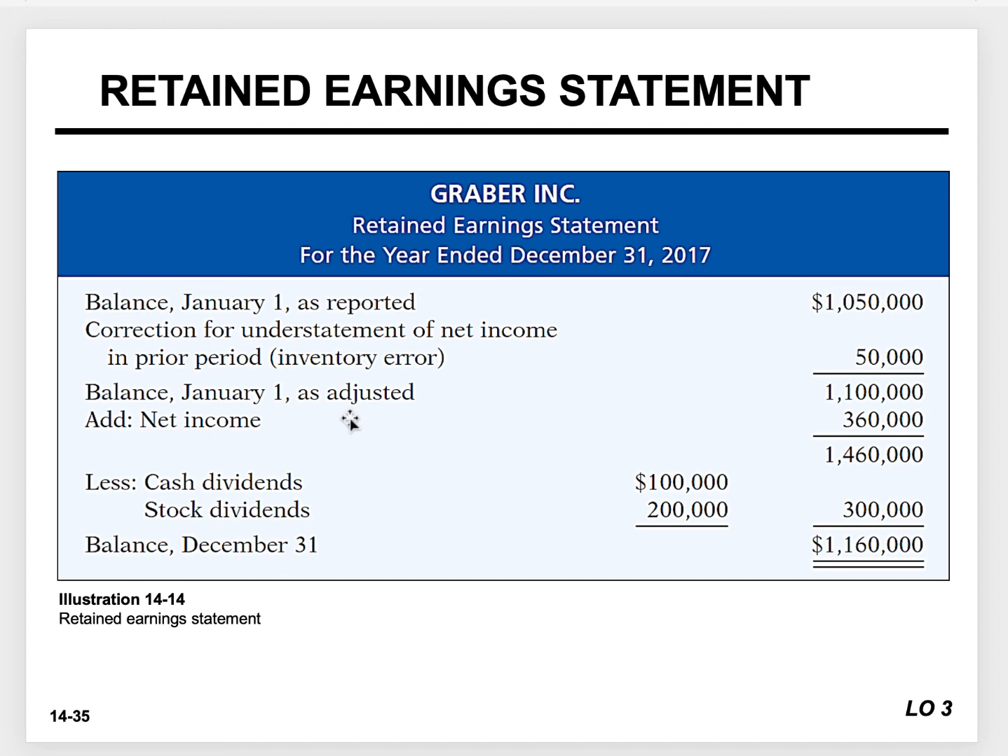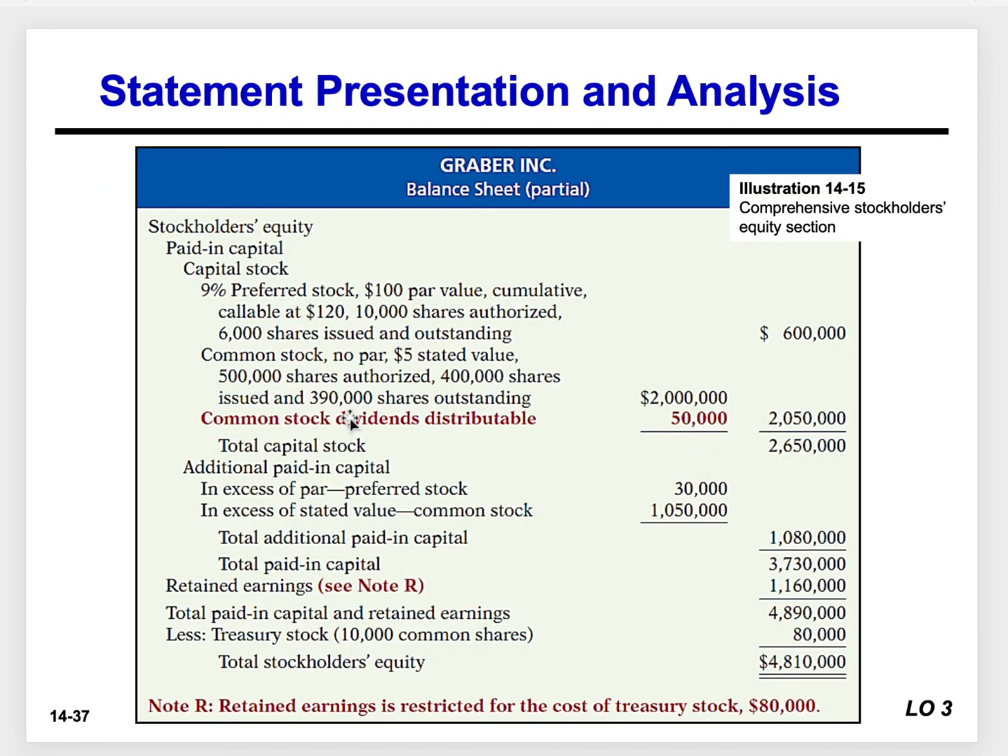So, once we get our adjusted beginning balance, we go ahead and create the income statement, the retained earnings statement, adding net income, subtracting out any cash dividends or any stock dividends that we paid. Okay? What we have here is the portion of the balance sheet of stockholders' equity. Again, study this. You have to know how to put one together blind.